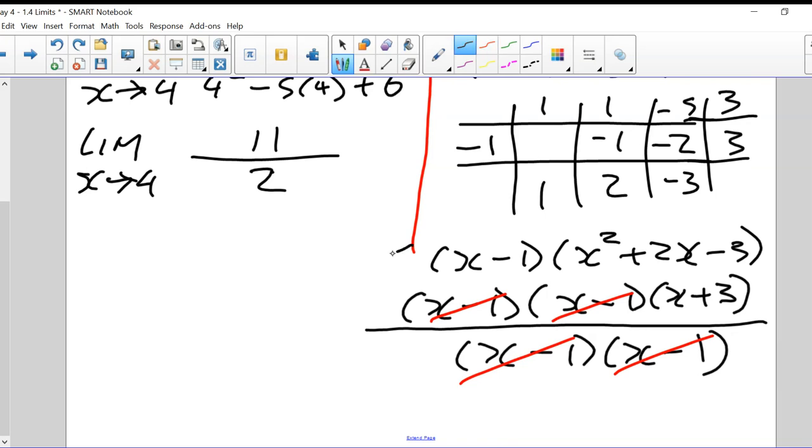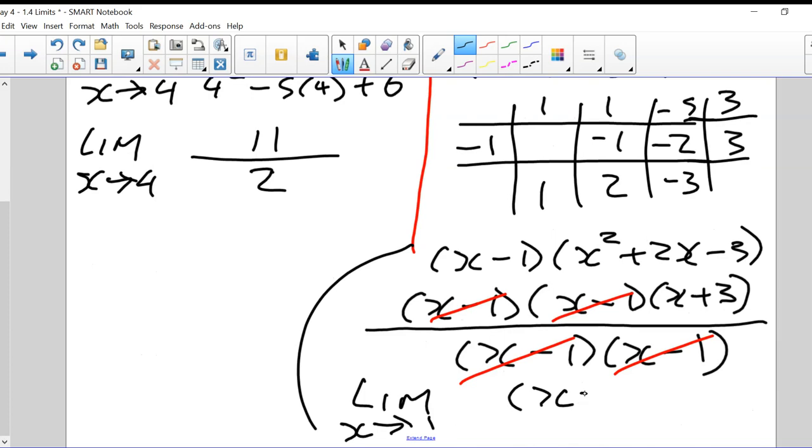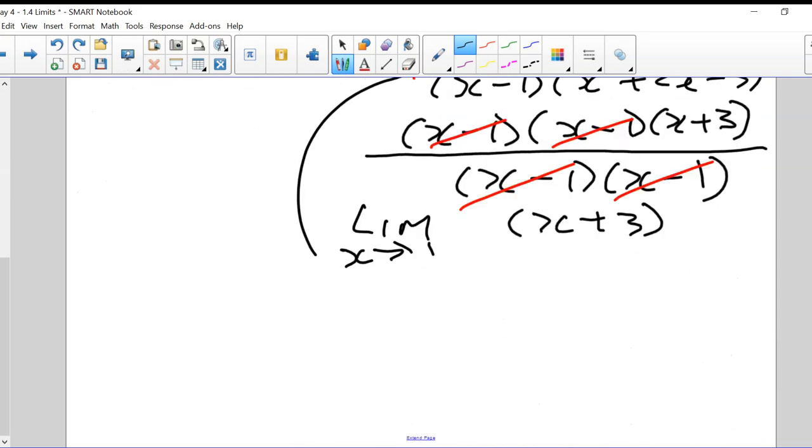So the answer to the question now is, what is the limit as x approaches 1 for x plus 3? And the answer, of course, is just simply 4. Okay. All right.